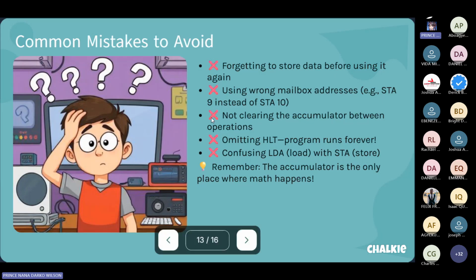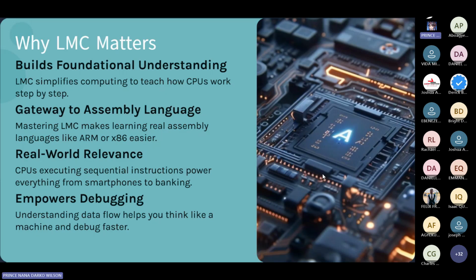Next one says not clearing the accumulator between operations. So when we are doing different operations, you have to make sure that the accumulator is updated with every single one you do. Omitting HLT, the program will run forever. So when you omit HLT, the program is going to keep running endlessly. Confusing load with storage. Remember, you shouldn't confuse loading with storage. The accumulator is the only place where math happens. Let's keep that in mind. All right. We are going to look at the Little Man Computer setup and we are going to write a few programs. If you have any question concerning this, ask now before we start the main day.